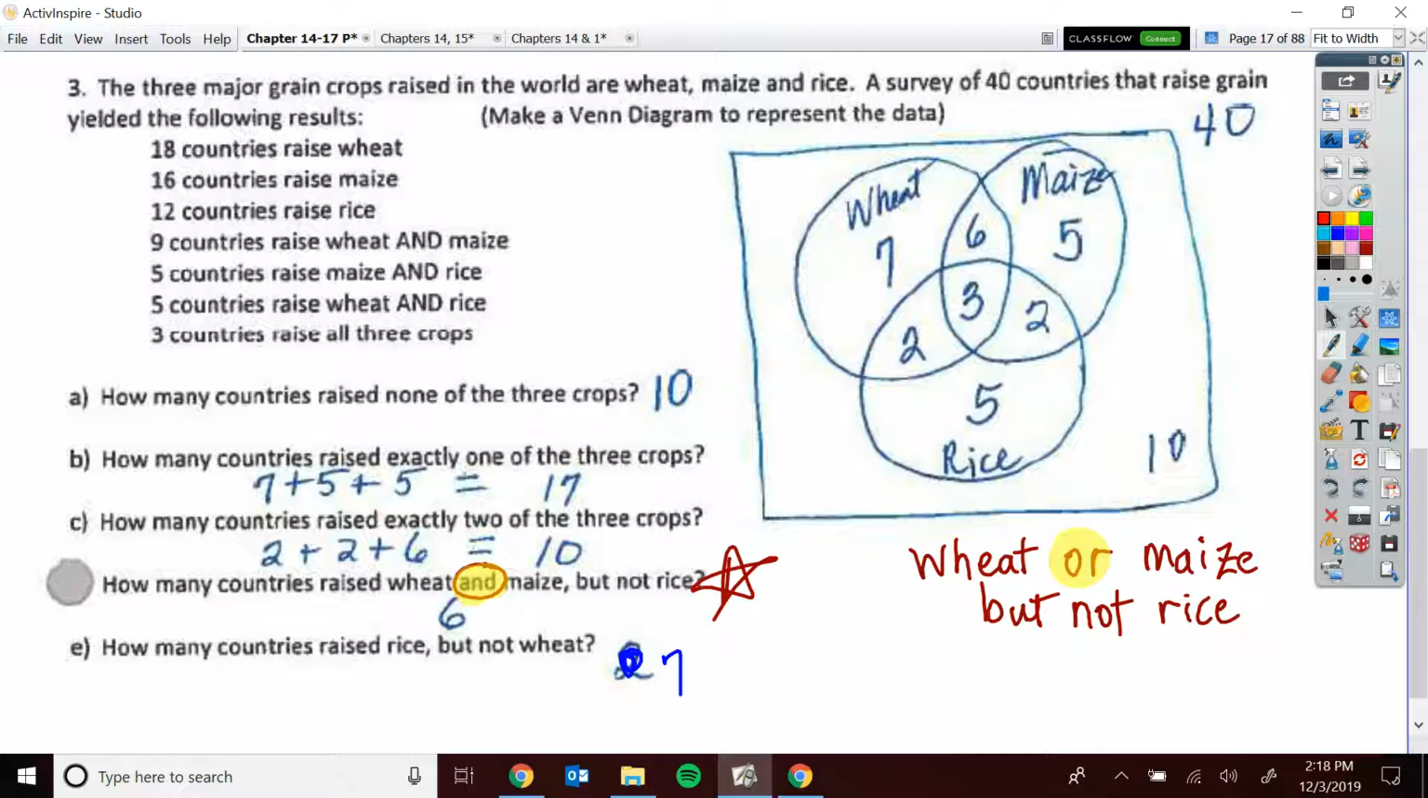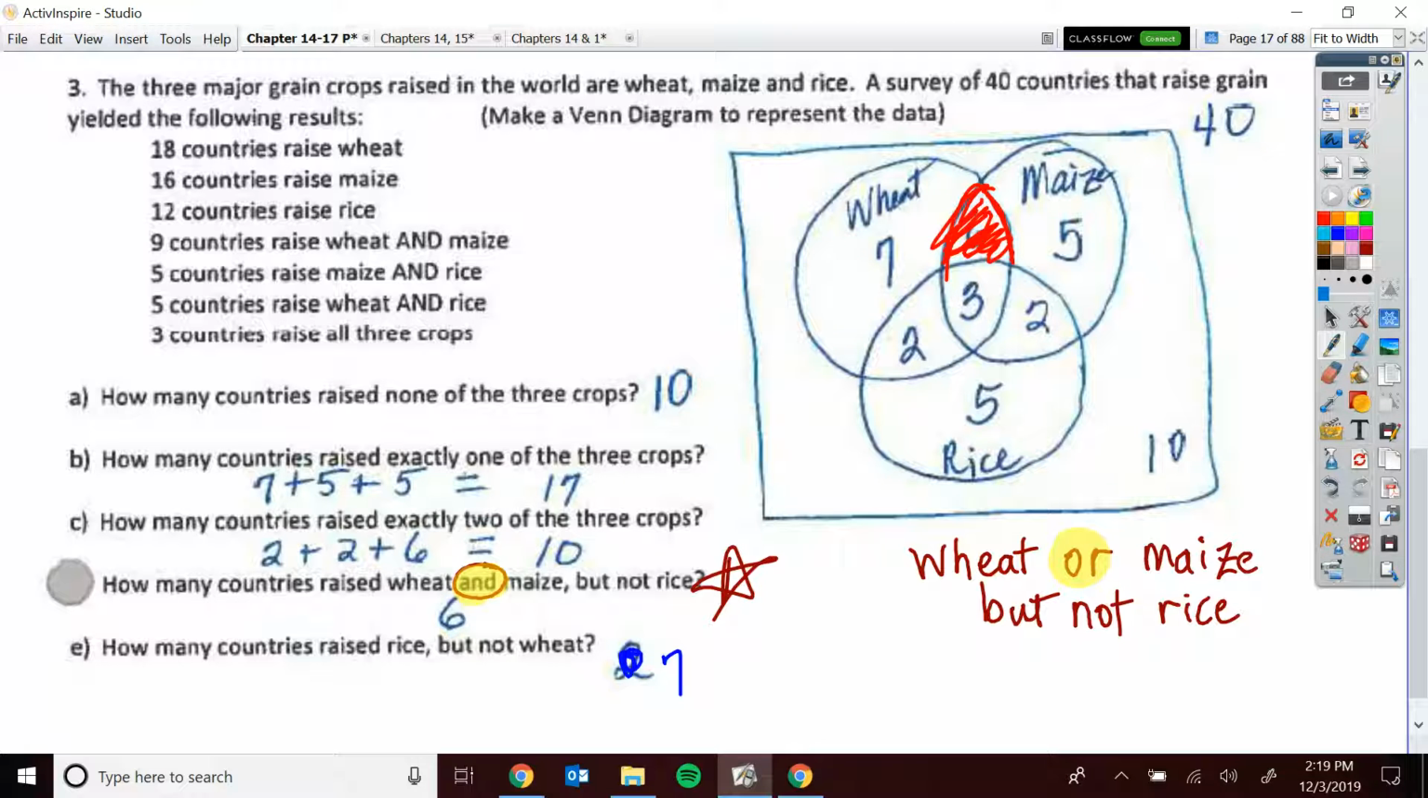So when we say how many countries, let's do the wheat and maize. What does that mean, and? It's both. So it's the intersection of it. That's the key. So that means this whole little football shaped area right here. So this is the wheat and maize, all this here, but not rice would then take away this piece there. And so your answer is this little part that's 6. Okay, so that's how it is wheat and maize.